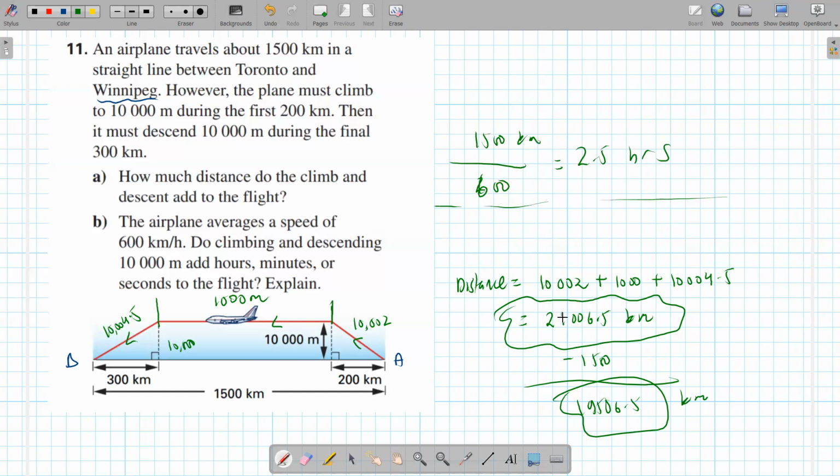But in the sky, it has to travel 21,006 kilometers, right? Divided by 600. So 21,006.5 divided by 600. So that takes, all right, 35.01 hours. Okay. So did it add minutes or hours? It added a lot of hours. Okay, you understand this question?